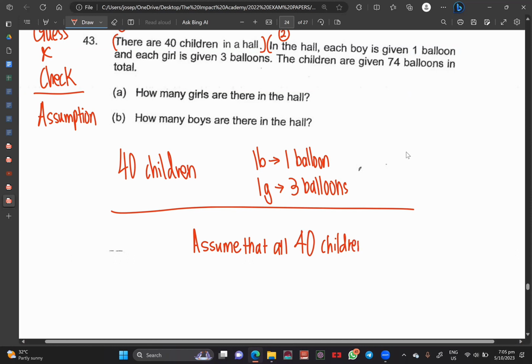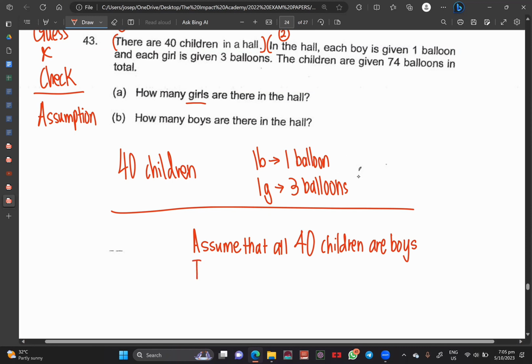Boys or girls? Depending on the question, okay? If the question asks for girls, you assume all are boys. If the question asks for boys, you assume all are girls. Now, but because they have girls and boys, right? Never mind. I will assume that all 40 children are boys. You understand so far? It's also easier because I just have to times 1 later.